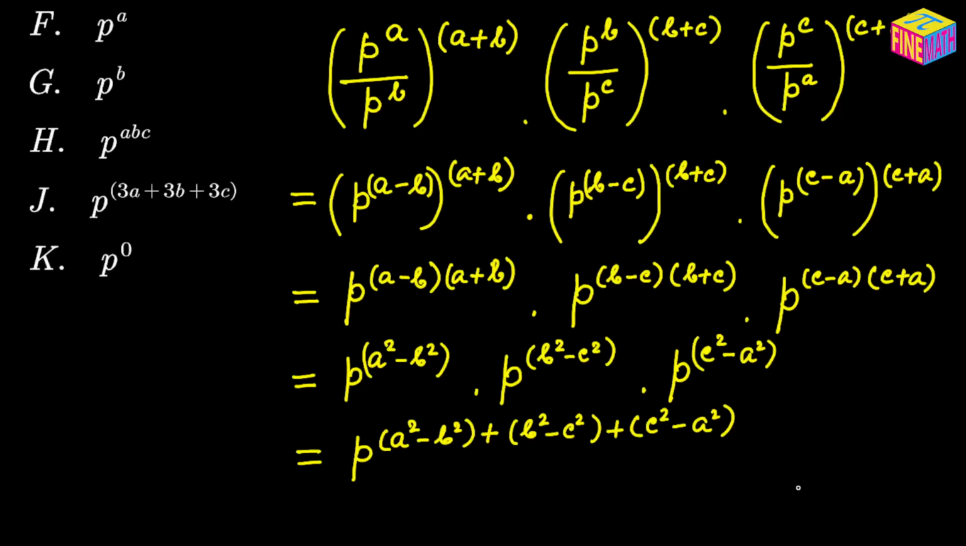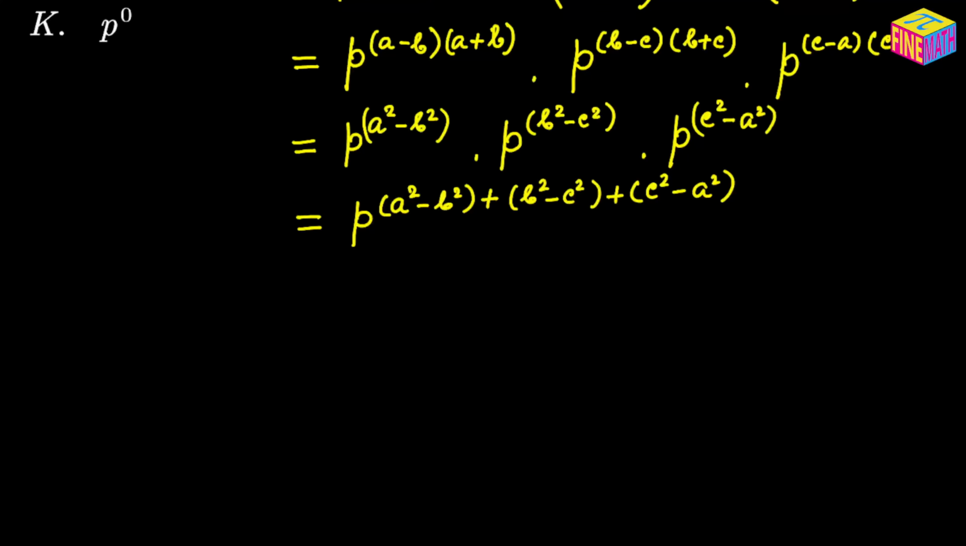And then from here, if we remove the parentheses in the exponent, this is going to look like p to the power a squared minus b squared plus b squared minus c squared plus c squared minus a squared. And the interesting thing here is that this positive a squared and this negative a squared will cancel out each other. Similarly negative b squared and positive b squared will cancel each other, and negative c squared and positive c squared will also cancel each other. So we are going to be left with p to the power 0. There is actually nothing in the exponent anymore, so it becomes 0, right?